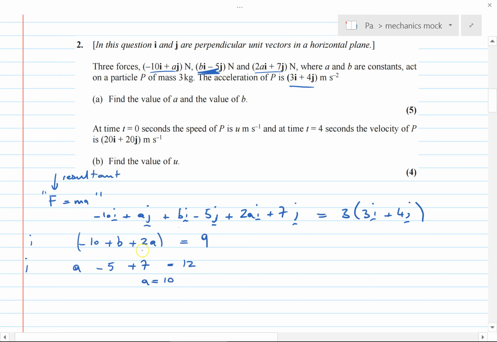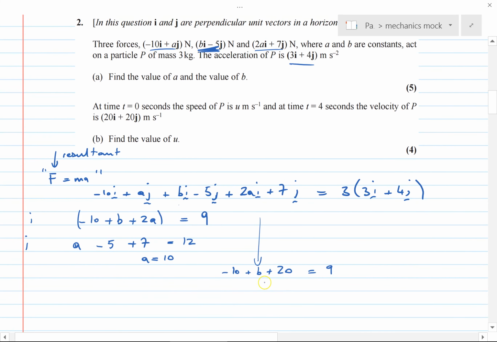And now I can go back to this one here, because a is 10, I have minus 10 plus b plus 20 equals 9. So that gives me b equals minus 1. So that's it, nice easy 5 marks for us there.